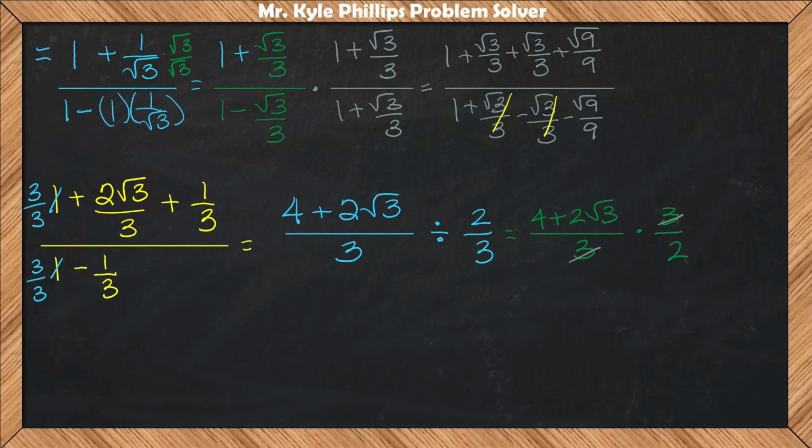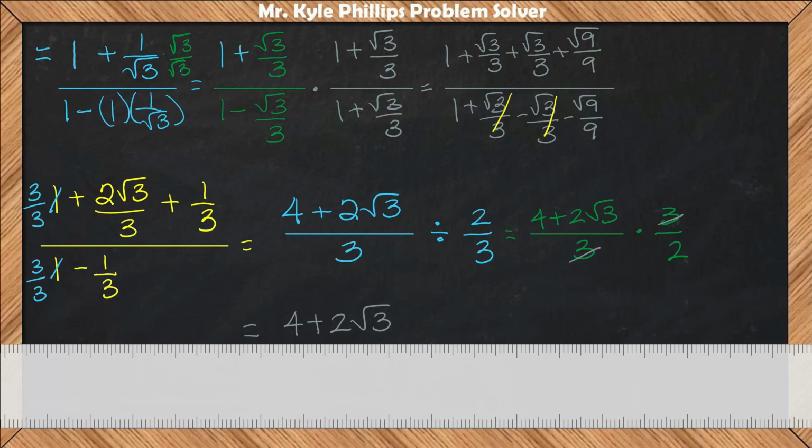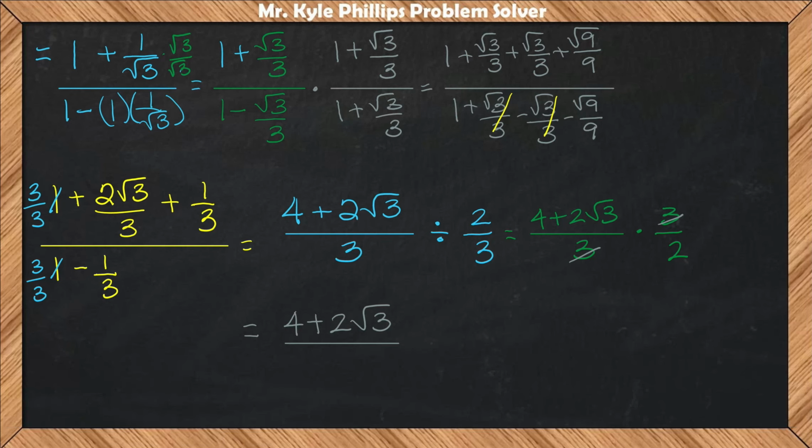Here, these 3's cancel, and I'm left with 4 plus 2 root 3. This is all over 2. And here, your 3 numbers are all divisible by 2. So I could divide each one by 2, and that's going to give me 2 plus 2 divided by 2 is 1, and this would be plus 1 root 3, but we really don't have to write 1 as a coefficient. So we're going to say 2 plus the square root of 3.